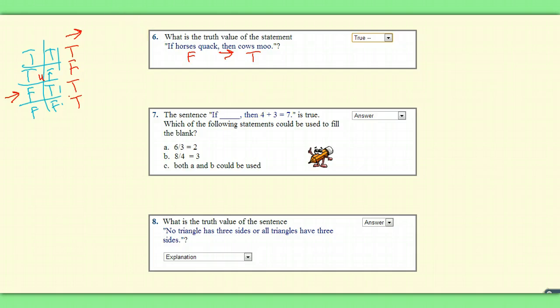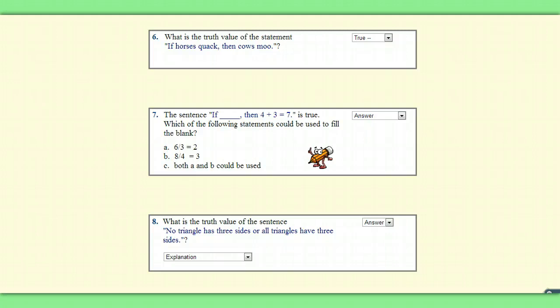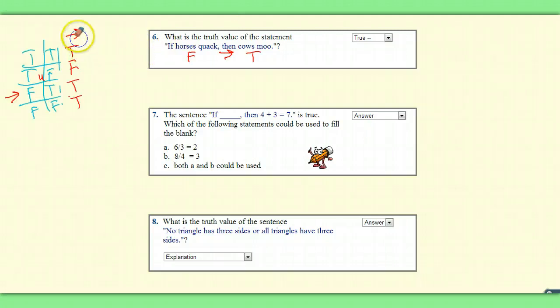Okay, you know what? I like this one below. Let's go to one more. Okay, whoops. I shouldn't have done that. Okay. The sentence: if blank, then 4 plus 7 equals 3. Well, it's an if-then, so this is a one arrow, and that's true. So the whole statement is true.